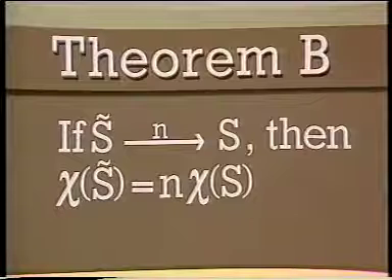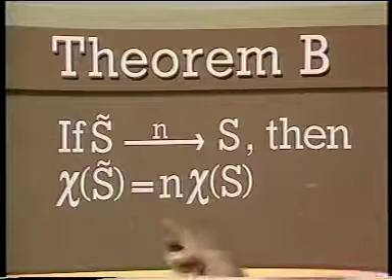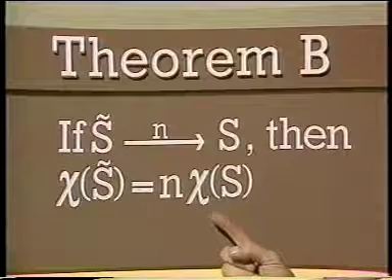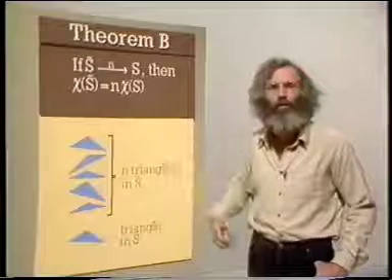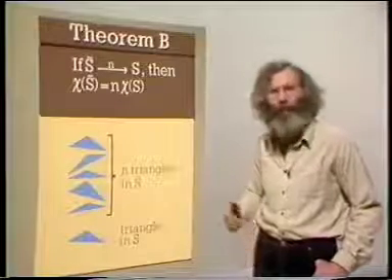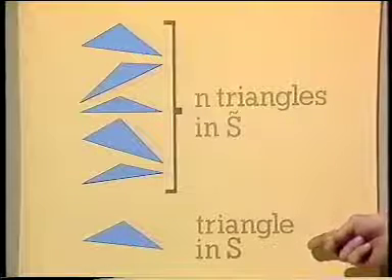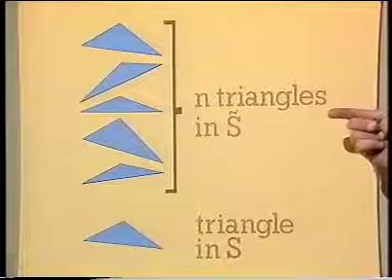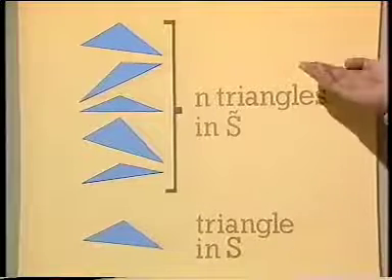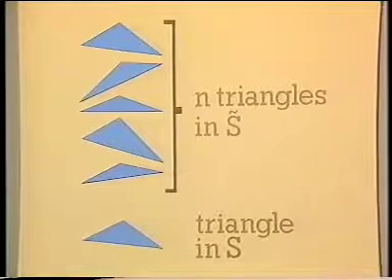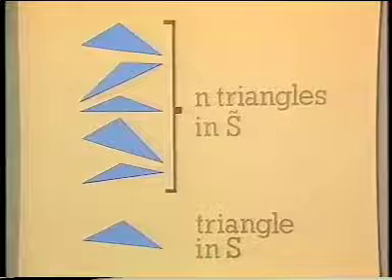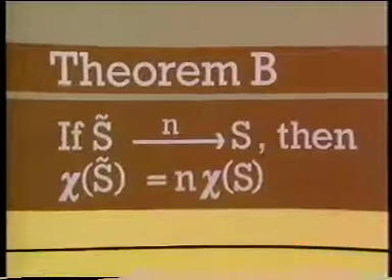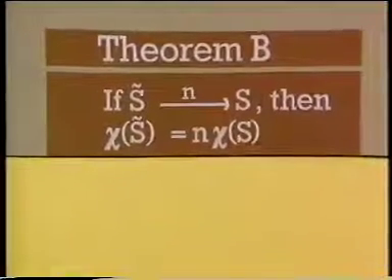Theorem B says that if we have an n-fold cover, then the Euler characteristic chi of the covering surface is n times the Euler characteristic of the base surface. To prove this, we merely triangulate the base, and for each triangle downstairs, we consider the points of S tilde that project to that triangle. And in this way, the triangulation of S lifts to a triangulation of S tilde which has n times as many vertices, edges, and faces. And that proves our theorem. Chi of S tilde equals n times chi of S.